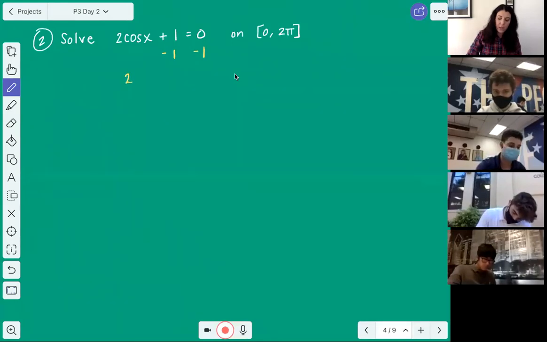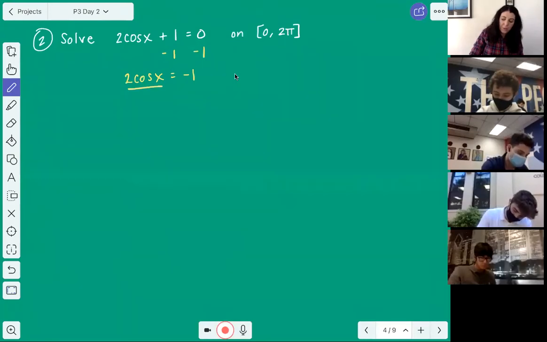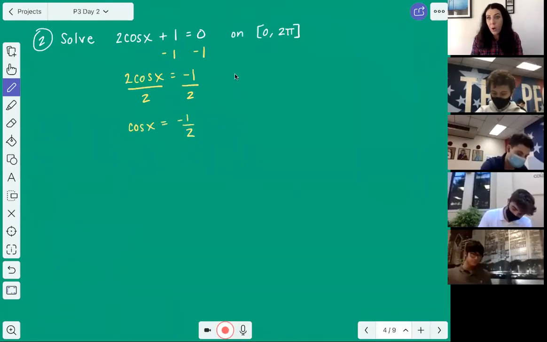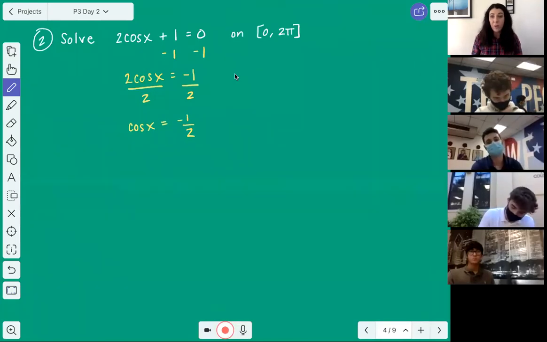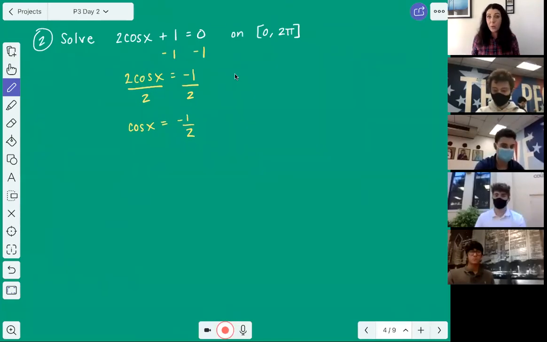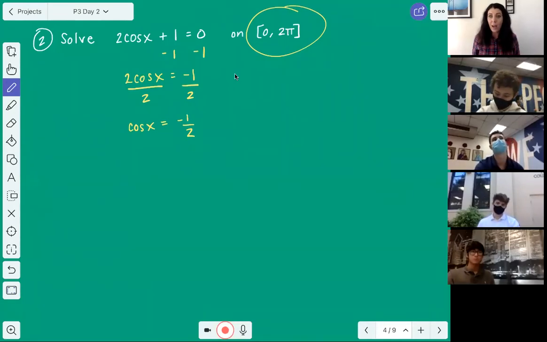So I get 2 cosine x is equal to -1. And then we're going to divide both sides by 2. So I get cosine x is equal to -1/2. Now, important note, this is not the same as saying arc cosine of -1/2. If you remember inverse cosine, we have restrictions, right? Where we can only get one answer. This question wants to know on 0 to 2 pi, so anywhere on our unit circle, where does cosine equal -1/2? So all of the places where cosine equals -1/2.